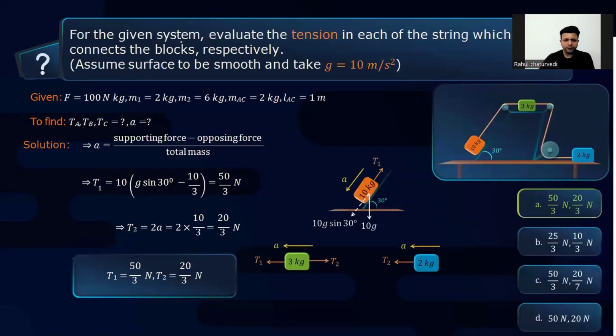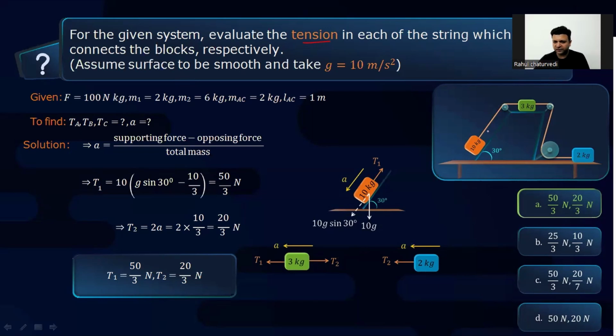There is one more problem. This problem is actually looking complicated, but it is a very easy problem. For the given system, evaluate the tension in each of the strings. So you have to find out the tension in each of the strings which connect the blocks respectively.